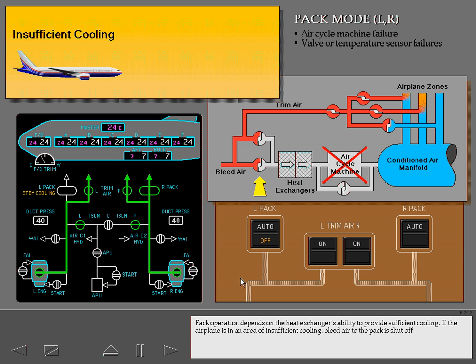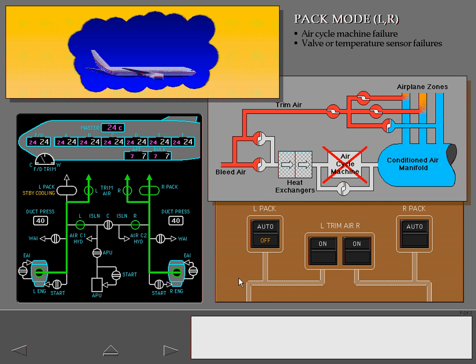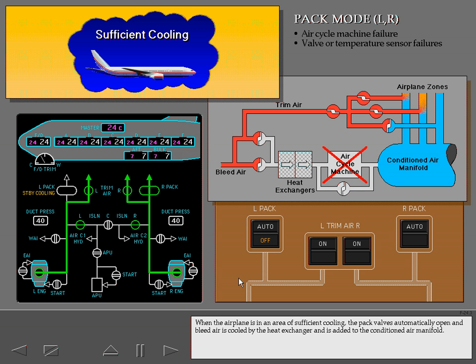Pack operation depends on the heat exchanger's ability to provide sufficient cooling. If the airplane is in an area of insufficient cooling, bleed air to the pack is shut off. When the airplane is in an area of sufficient cooling, the pack valves automatically open and bleed air is cooled by the heat exchanger and is added to the conditioned air manifold.